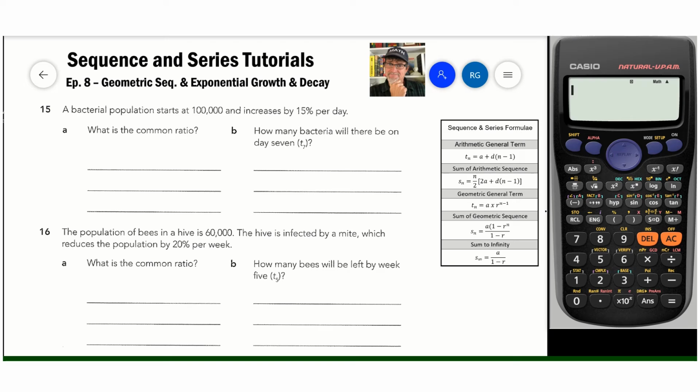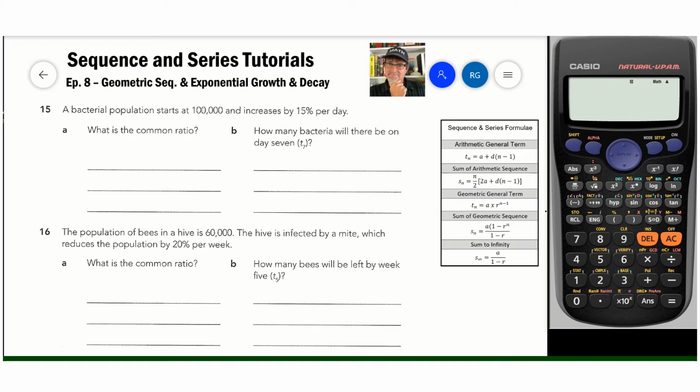Okay, we're back to geometric sequence. We're going to do a couple problems on exponential growth and decay. And these are in your book on page 23. So here's number 15. A bacterial population starts at 100,000 and increases by 15% per day.